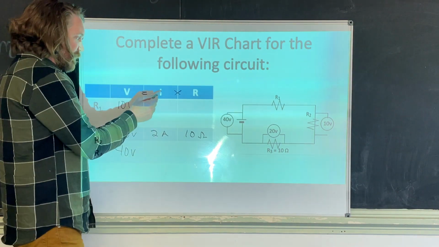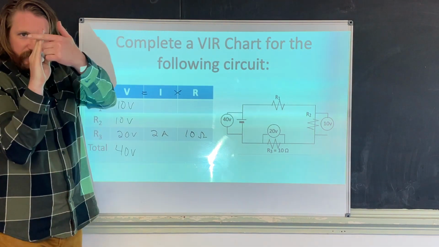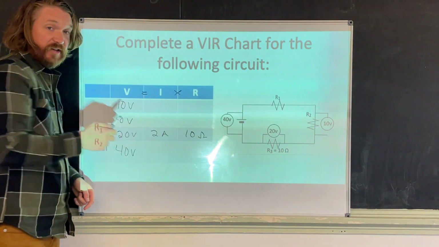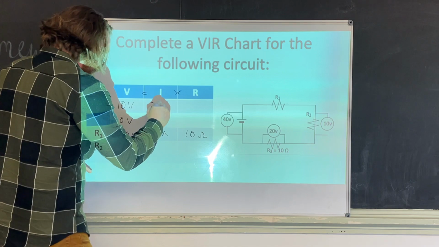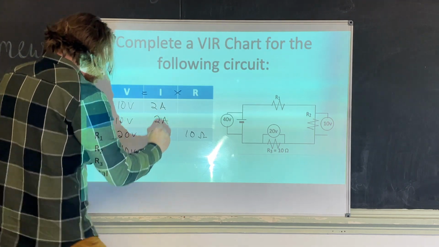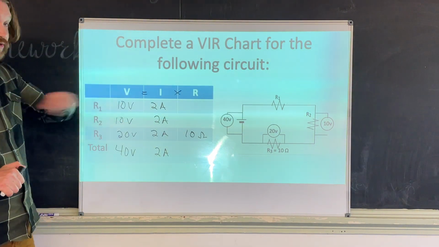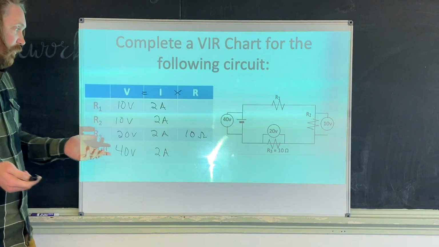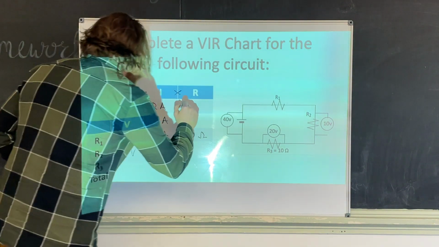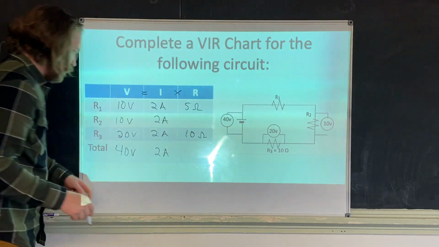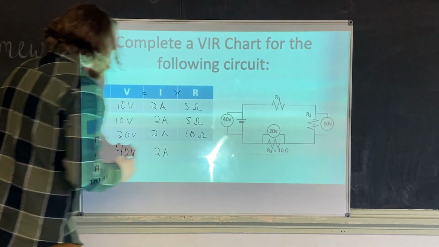I like to think about this because the I is one continuous line. It's one line, so it doesn't split, so that's how I know that the current is the same everywhere. So if my current at the third resistor is 2 amps, it is 2 amps everywhere. And now, wherever I know 2 numbers in a row, I can find the third. What times 2 equals 10? Well, 5 does. Very good.